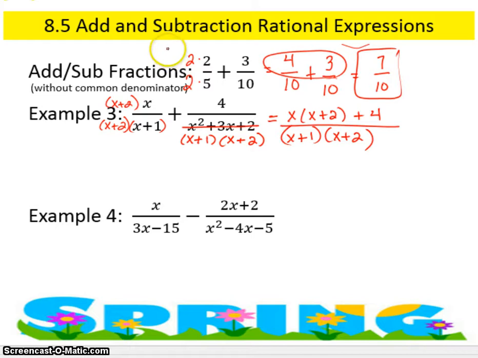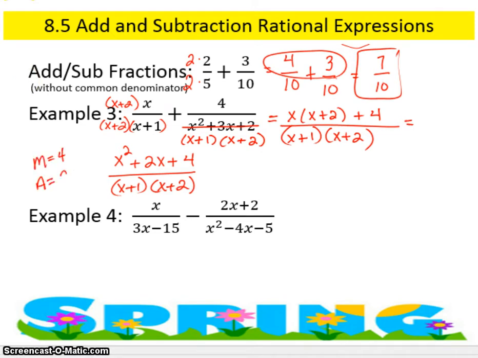Now we do need to simplify the top, which becomes x squared plus 2x plus 4 over (x plus 1)(x plus 2). Now what we want to check is, can we factor the top and cancel anything out? Is that capable of being reduced? So we're thinking, can we multiply to be 4 and add to be 2? And we can't, and it cannot be factored, and therefore that is as simple as that gets.